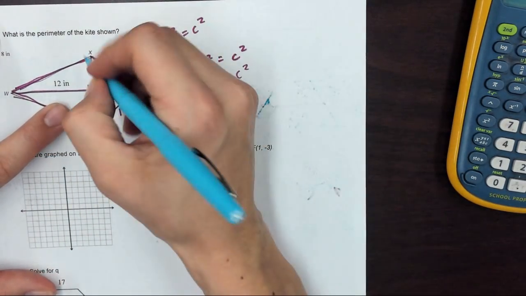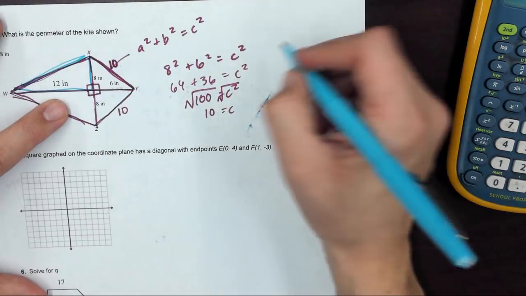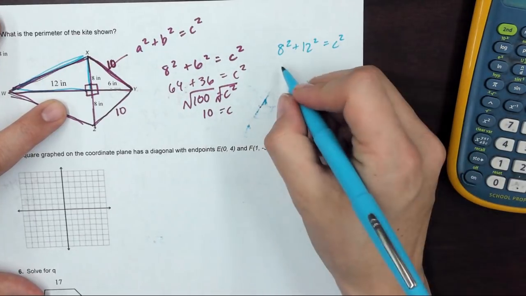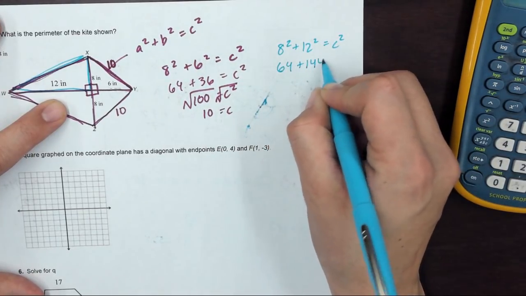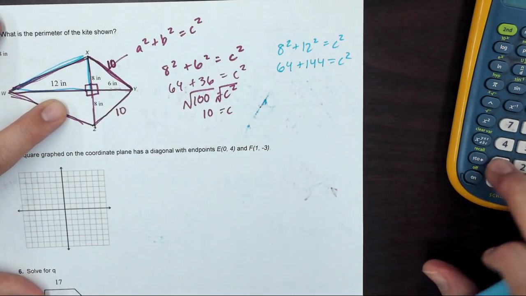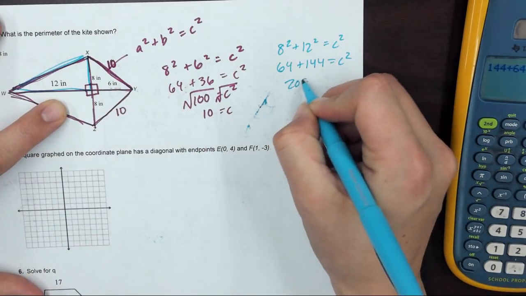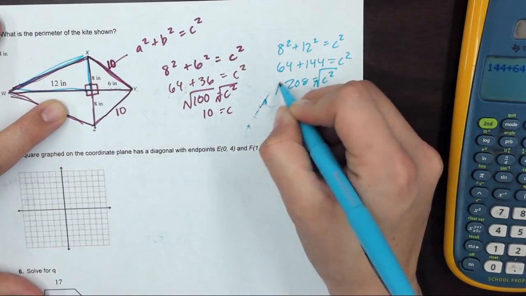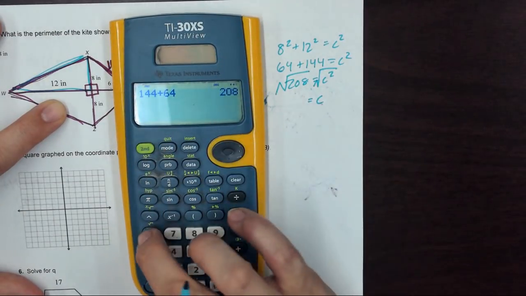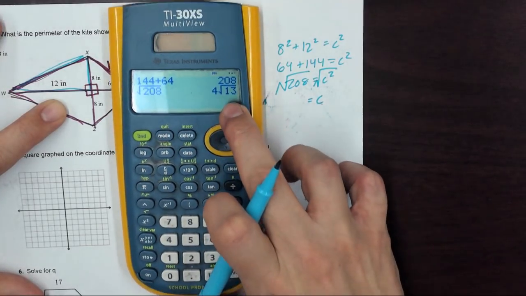Alright, so I'm going to do 8 and 12. I'm going to figure out this side. So I've got 8 squared plus 12 squared is equal to C squared. We got 64 plus 144 is equal to C squared. We add those two together. What is that? That is 208. Take the square root of both sides. Square root of 208 is something silly looking.